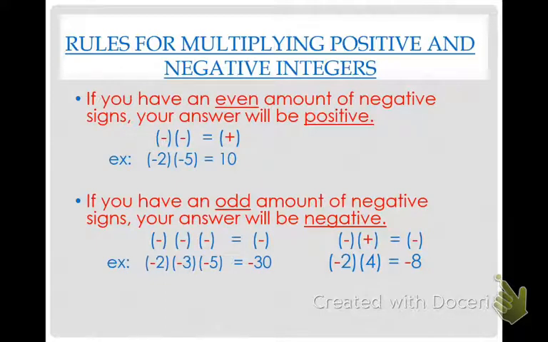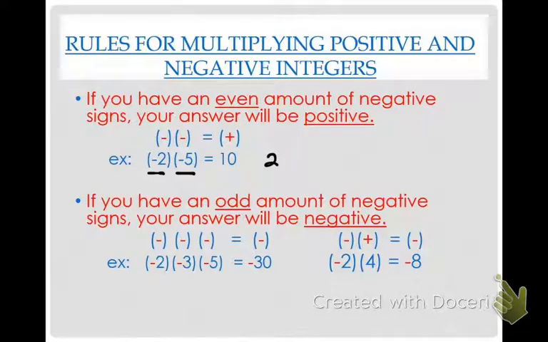Whenever you multiply, what you've got to do is look to see how many negative numbers, or how many negative signs, you have. So if you have an even amount of negative signs, your answer every single time will be positive. You can see right here, I've got -2 and -5. How many negative numbers are those? 2. There's 2 of them.